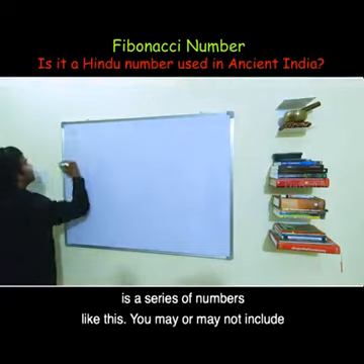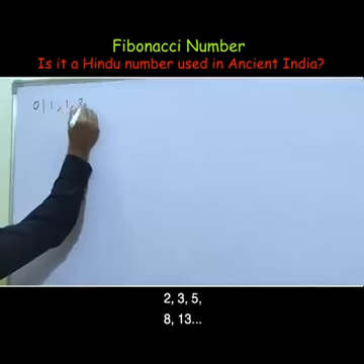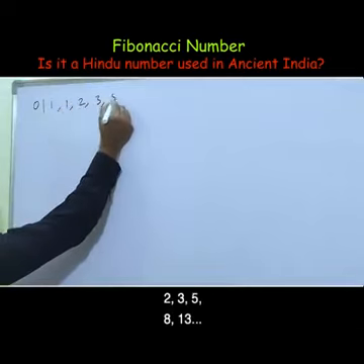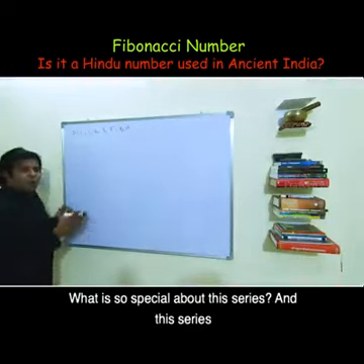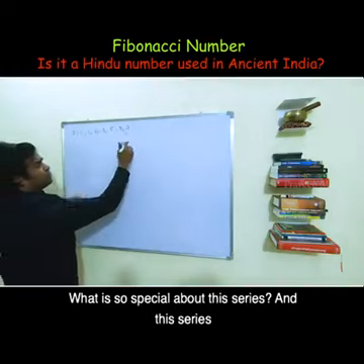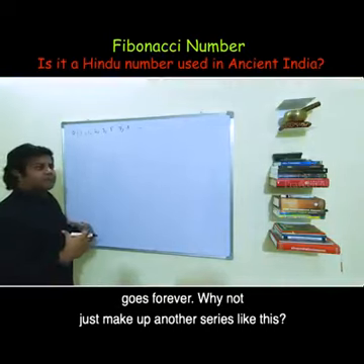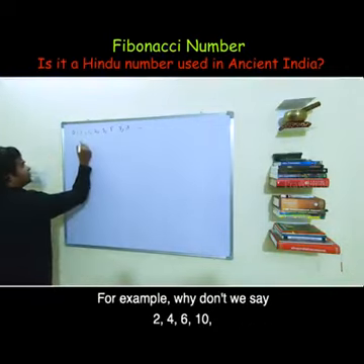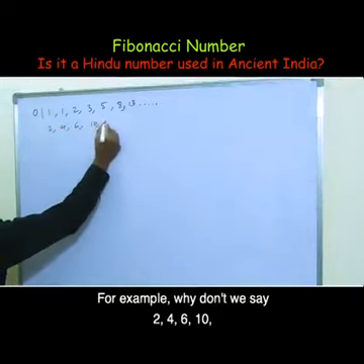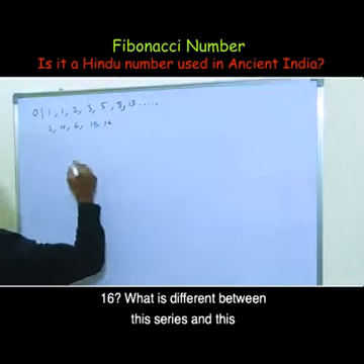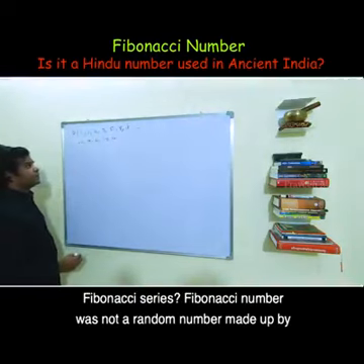You may or may not include 0, and you can start 1, 1, 2, 3, 5, 8, 13. What is so special about this series? And this series goes forever. Why not just make up another series like this? For example, why don't we say 2, 4, 6, 10, 16. What is different between this series and this Fibonacci series?